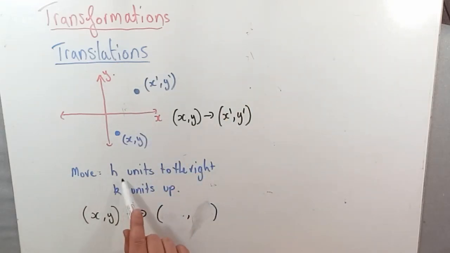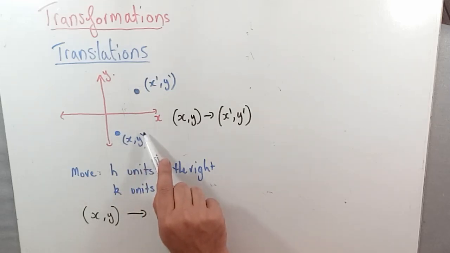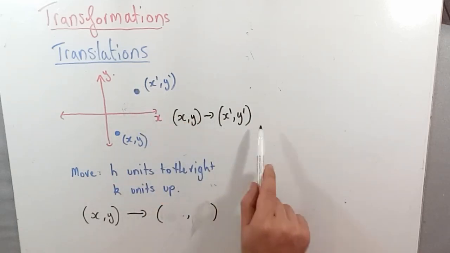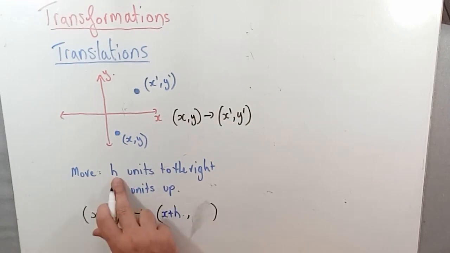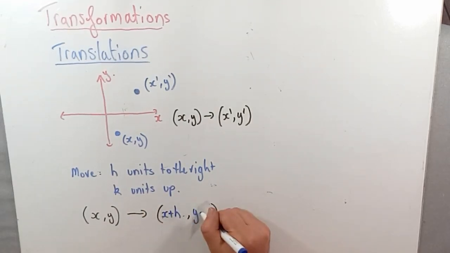So what if we move this point? We're going to move it h units to the right. So we're going to move it this far to the right and then k units up. So what's our image going to be? It's going to be whatever x was initially plus h units to the right and then k units up. Okay, so our y point is going to move plus k. All right, it's as simple as that. Okay, let's move on to the next one.